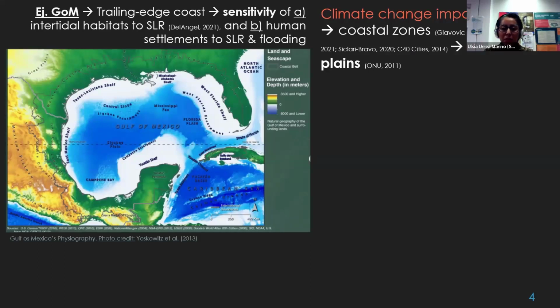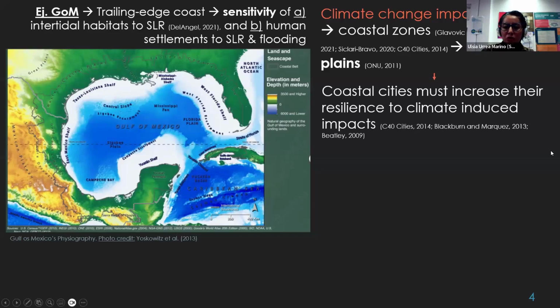So the Gulf of Mexico is one of those coastal plains. And in this map, you can see the height, and on the coast we don't have a lot of height in between the sea level and the land level. So it's a very threatened and harmful variable to take into consideration for the future.